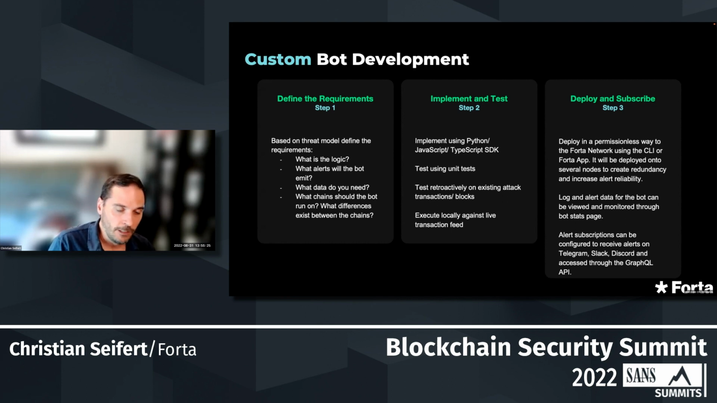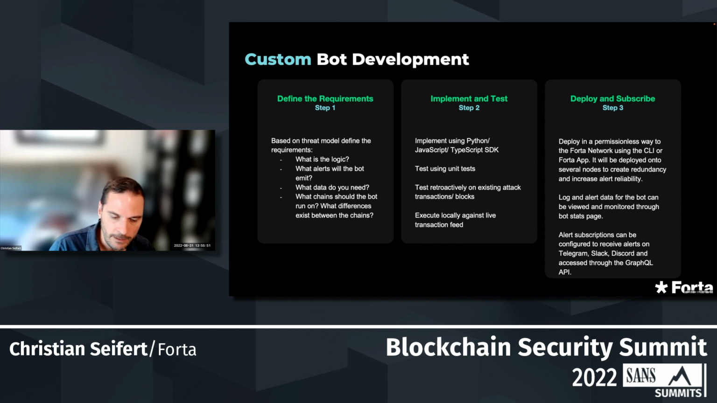Once you have developed your bot, you move into the deployment stage. Again, it's permissionless. All you need is a little bit of Matic, because essentially the deployment will lead to a transaction on the Polygon network to register your bot. It can happen either through the command line interface or the Forta app.